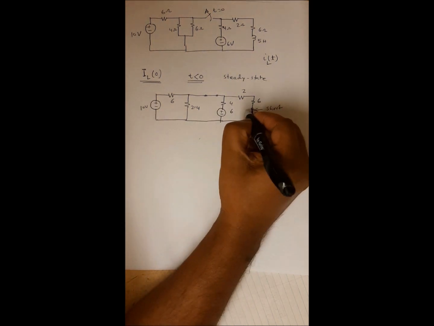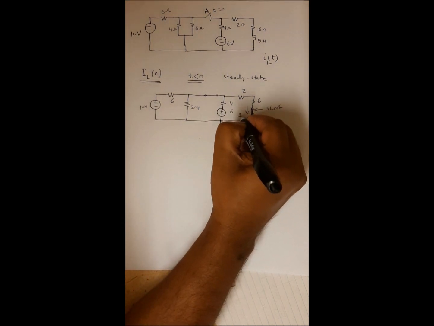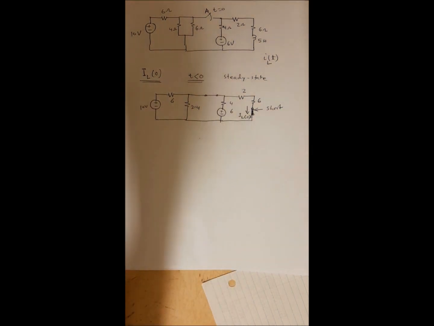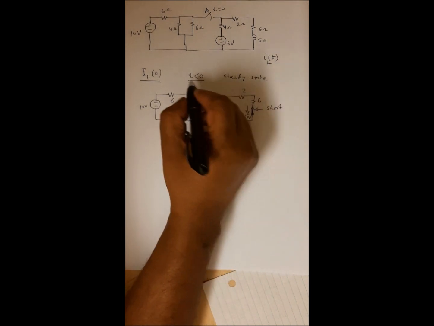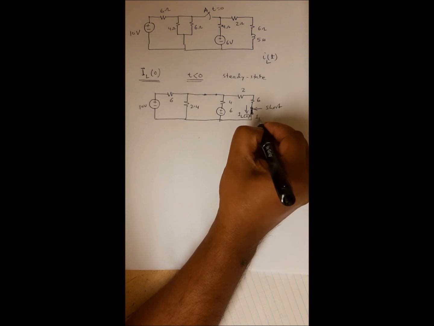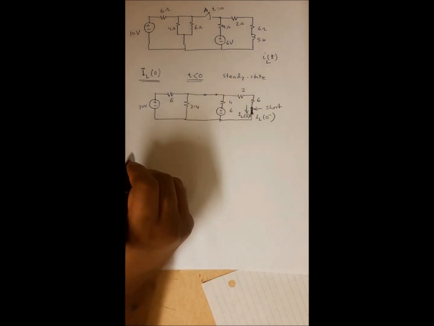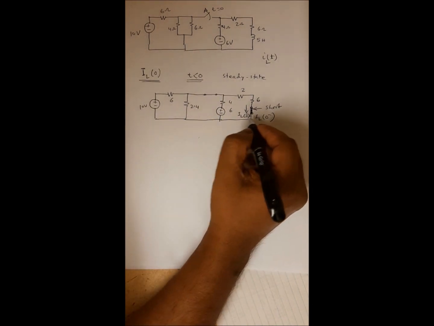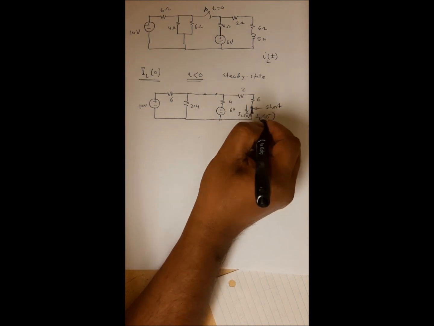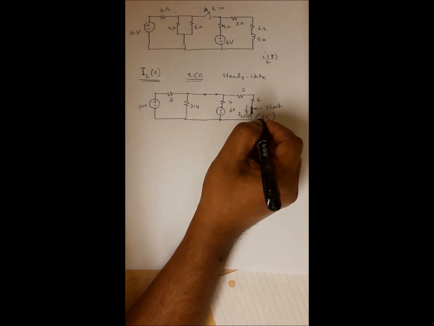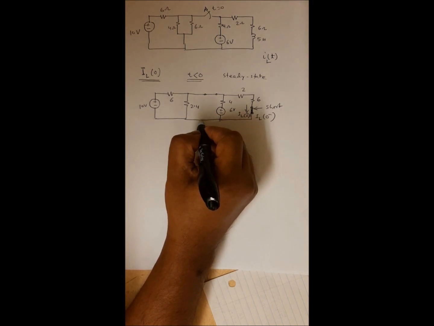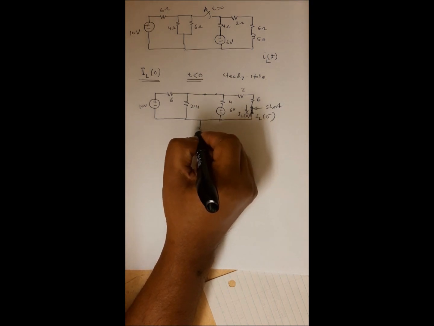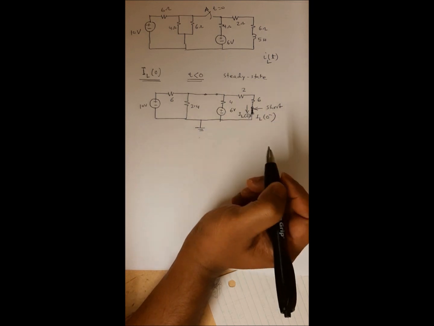Now you have to find the current here, that will be IL0 minus, basically, before the switching. So I want to find this current here. To find this current, you can apply whatever method you like. I could use the nodal analysis method.